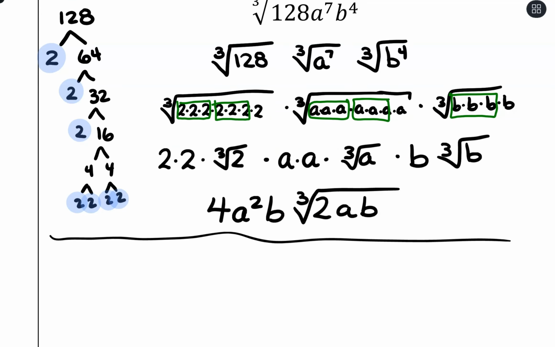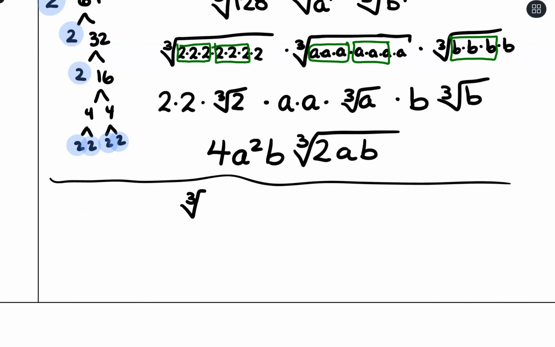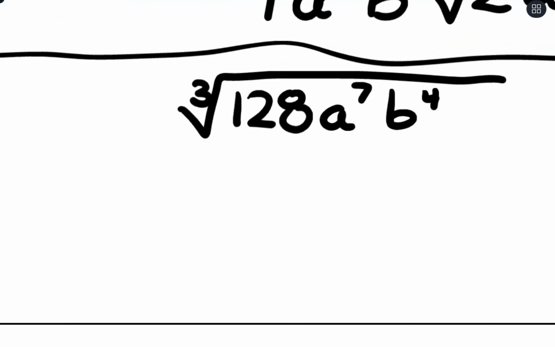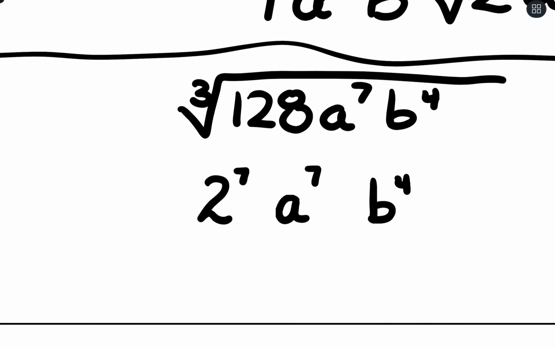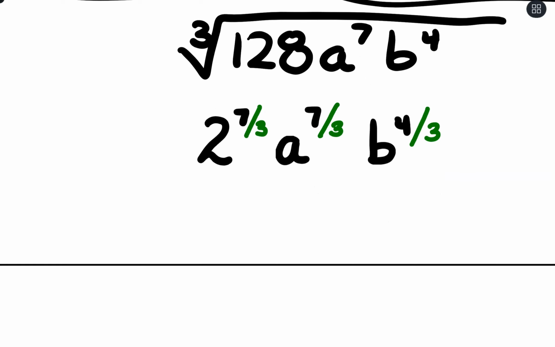Let's quickly talk through another way we could have done this without the prime factorizations. If we had known 128 is the same as 2 to the 7th, so it would be 2 to the 7th, a to the 7th, b to the 4th. And then if I brought that index through, so dividing by 3, dividing by 3, dividing by 3. What I could have done is thought of this as 2, and then just going 1 less, I would have had 6 over 3, but I still have 1 2 left over.